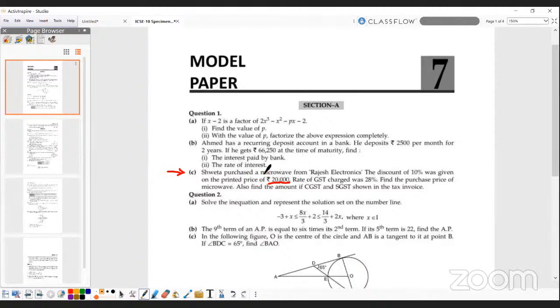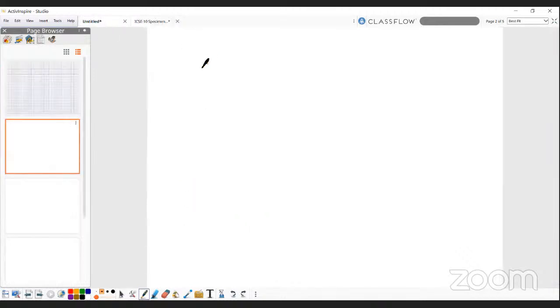So only one answer I have got for this. Everyone, please send the answers. And along with the purchase price, you have to separately show the CGST and SGST, right? So the mark price or the printed price was given as rupees 20,000. Then there was a discount of 10%.